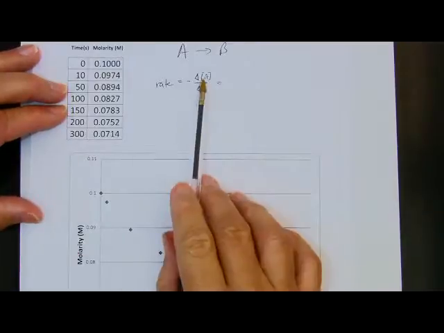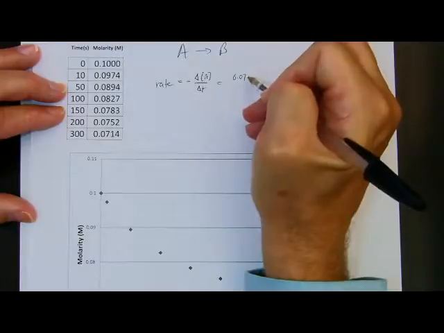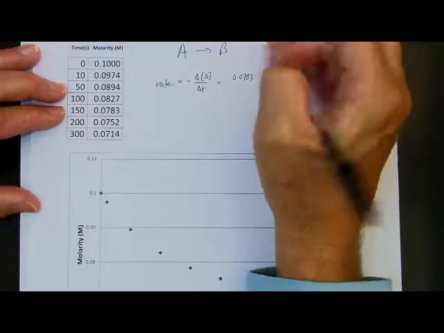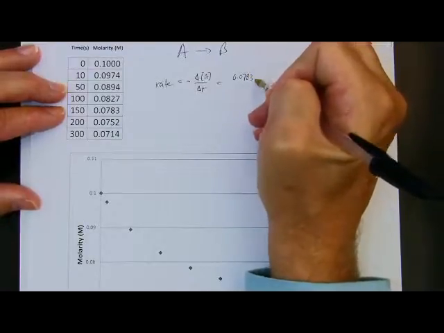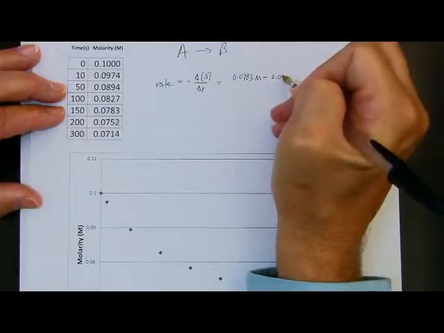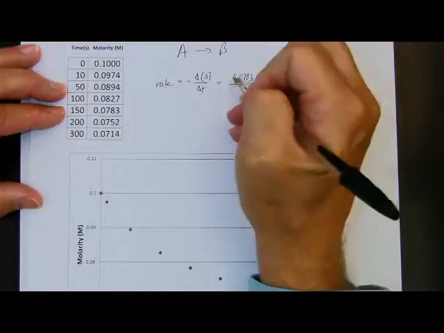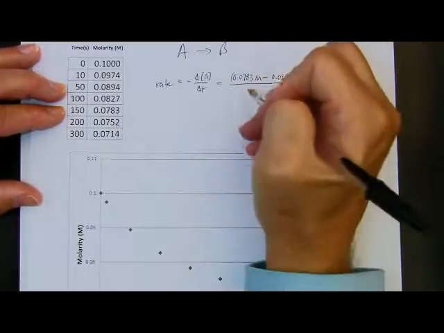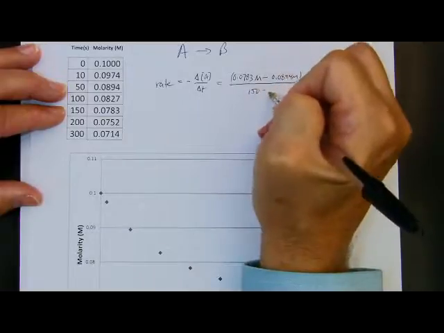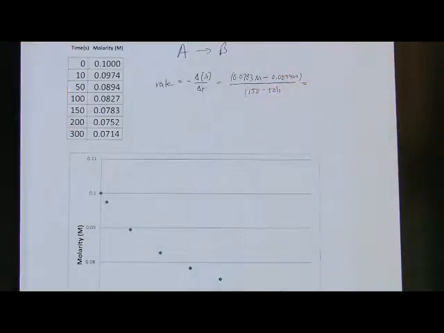So what would I put for the change in A? 0.0783 molar minus 0.0894 molar divided by 150 minus 50 seconds. Okay, that's how I would calculate the average rate given that.